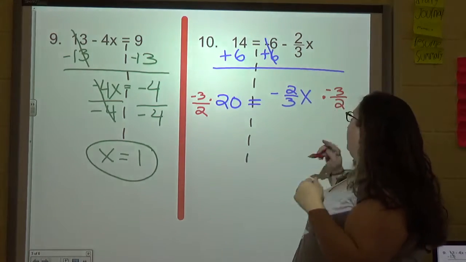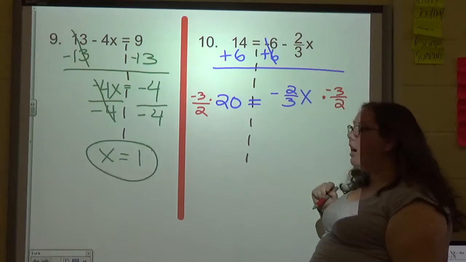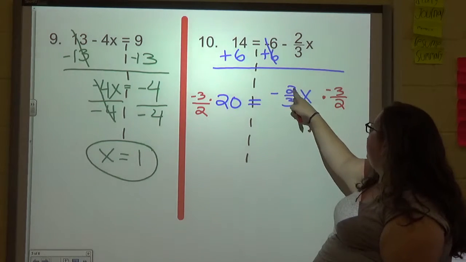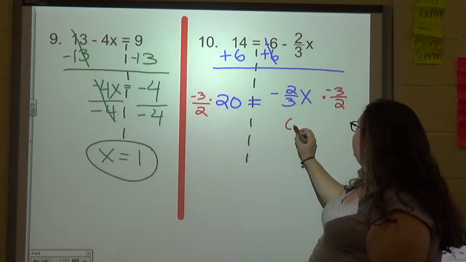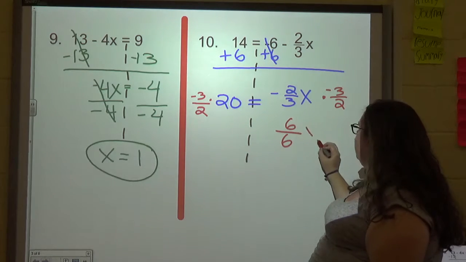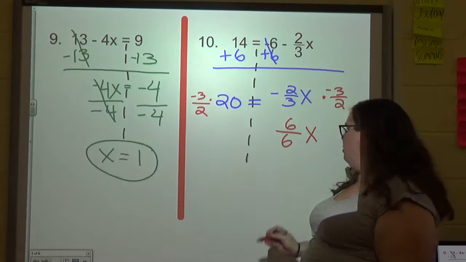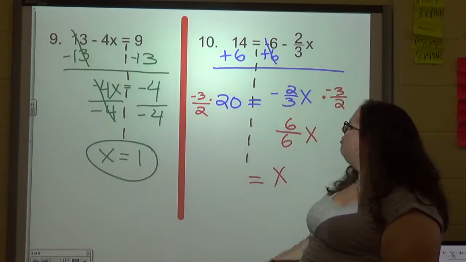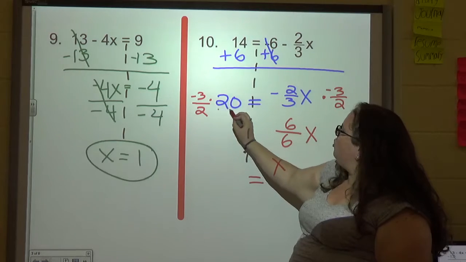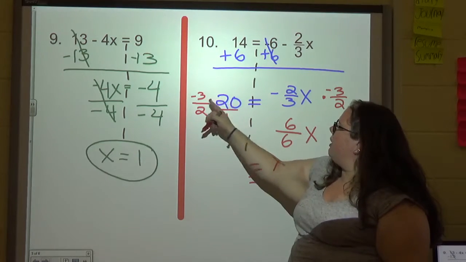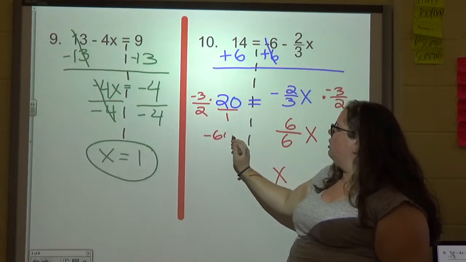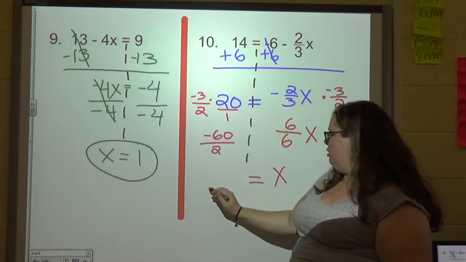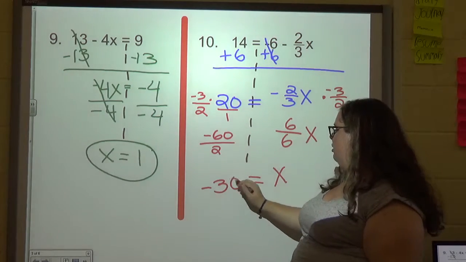Two negatives make a positive. If you want to multiply all that out, that helps. You have negative 2 times negative 3 is 6 over 6x. Well, 6 over 6 is just 1. So if that helps, do it. No big deal. Here, think of it as 20 over 1. Multiply the top, negative 60 over 2 is negative 30.